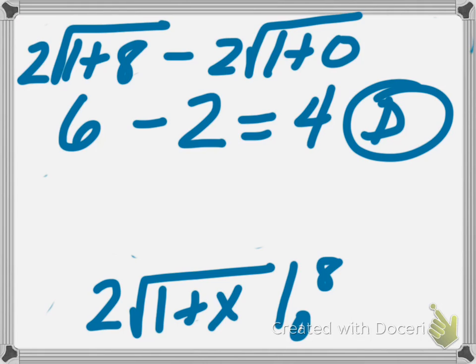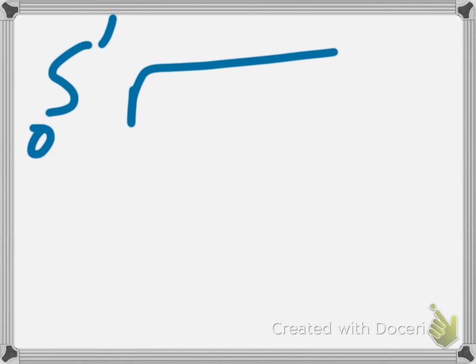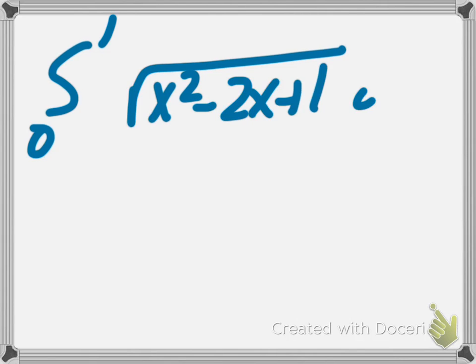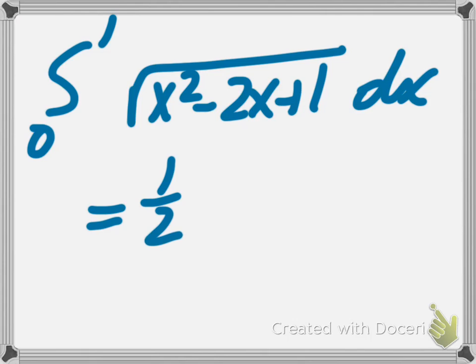Okay, let's go to number 2. So number 2 was this. Okay, so you're going to pop this into your calculator, and you should get 1/2. So this is the Math 9 button that you're going to use. Okay, and that's it for that one. All right, let's go to the next one.